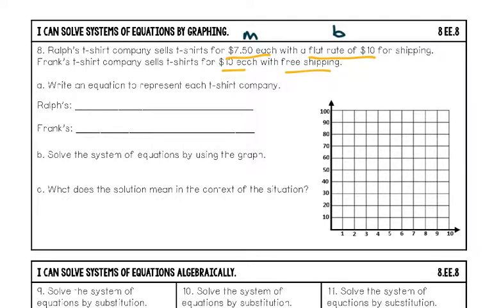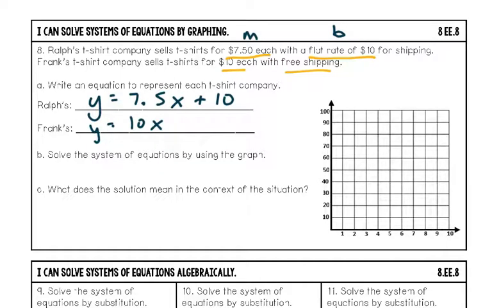So the same thing would be true for Frank's, but let's start with Ralph's. Since it says $7.50 each, that's our m. I'm going to write this as y equals 7.5x, because x is the number of T-shirts, plus 10, because that's where you start. You start with the 10 plus $7.50 each. Frank's is $10 each with free shipping. So he's going to have y equals 10x, but he's got free shipping, so you could put plus 0. Since we know plus 0 is just nothing, I'm just going to leave it as y equals 10x.